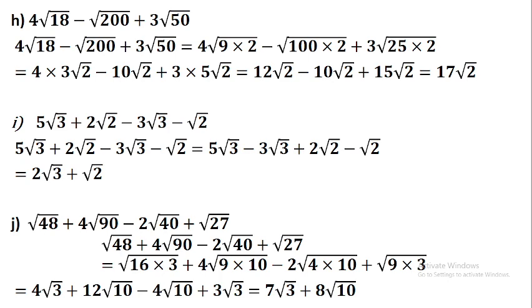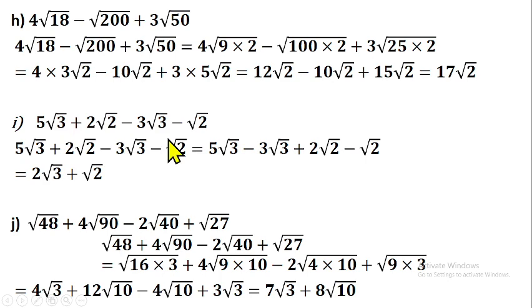Now let's look at the next question. You're having 5√3 + 2√2 - 3√3 - √2. If you look at all the surds, they are all simplified to the simplest form. You cannot simplify these surds again. But we have to add and subtract them.